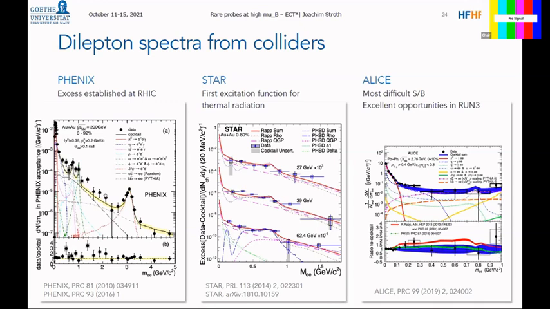There is even now, of course, in a collider, STAR could do an excitation function of the excess radiation or thermal radiation. There's even a measurement from ALICE already. And we all know with the upgrade ITS3, also ALICE, we expect very, very nice dielectron spectra then also from LHC energies. So here, just to summarize the centrality aspect.